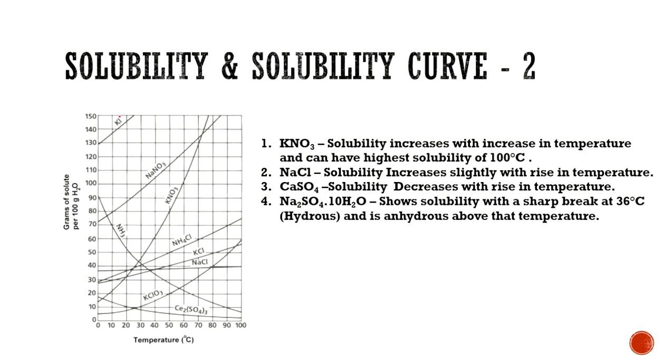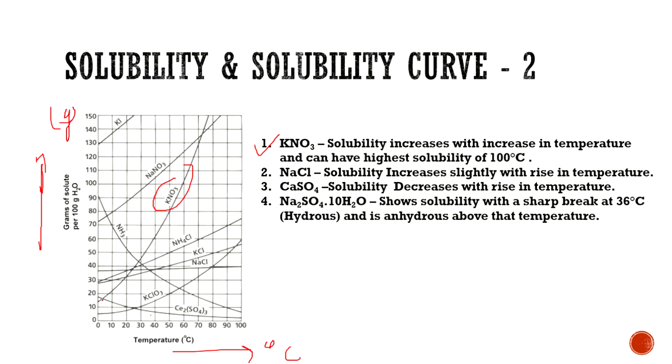KI, potassium iodide, NaNO3. We don't have to learn all, just a few. First one is KNO3, that is this one. Potassium nitrate: solubility increases with increased temperature. This is temperature in degrees Celsius, and this is solubility in gram. So the solubility of potassium nitrate increases with increase in temperature.